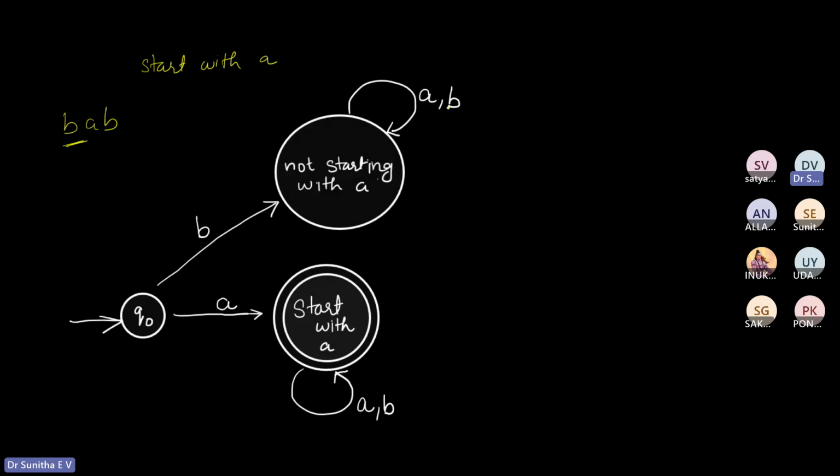Okay, so we put a self loop over here. After B, whatever comes does not matter, we cannot accept. So we put it in the same state itself because the string is not starting with the A.